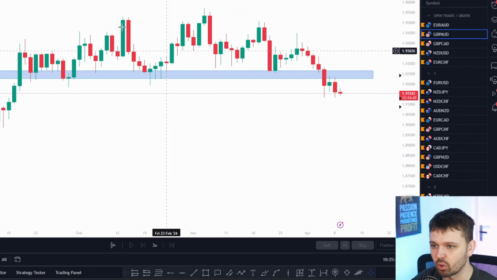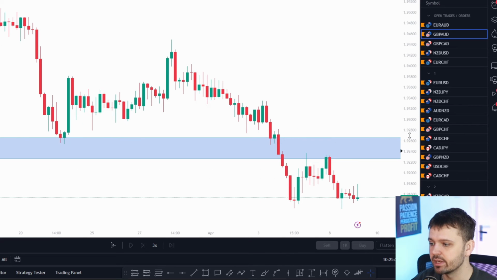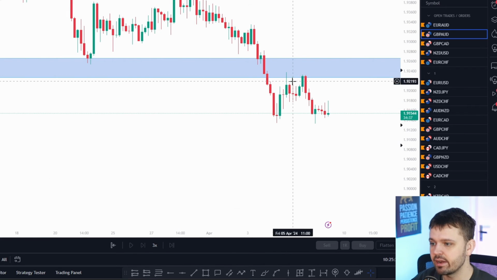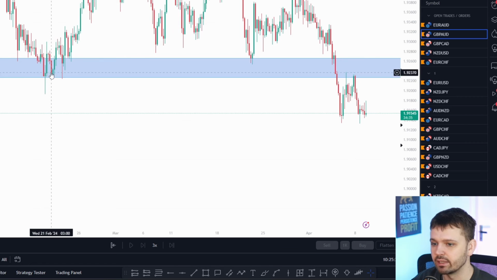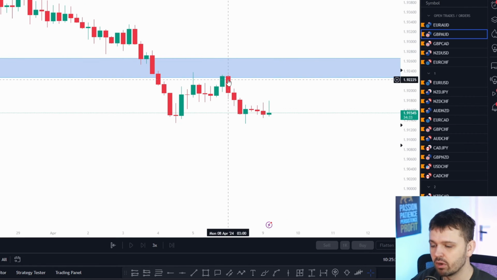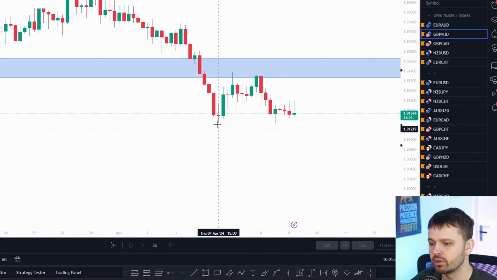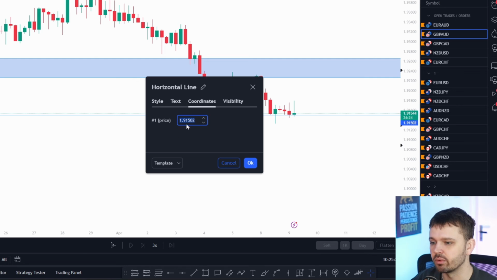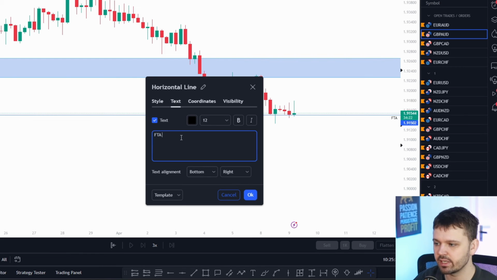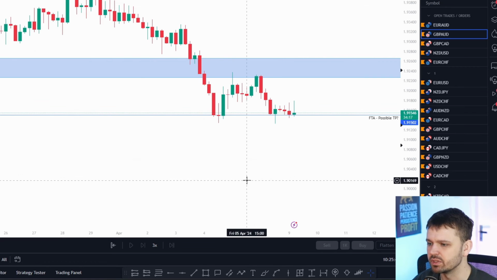Obviously, what happened was we broke down, go to 4 hour. What happened here? We have a hit of that level. You can see here the low of that zone, hit of that level. What do we have? A 4 hour bearish engulfing candle right here on the 4 hour. Definitely looks like it wants to move lower. The FTA is right here. Let's put in a text: FTA, possible TP. Again, it's very similar to Euro AUD, right?